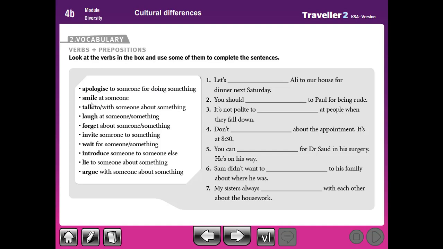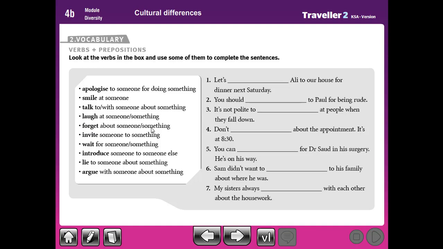Smile at someone. He smiled at me. I smiled at Ahmed. Talk to. He talked to me. He talked with me, right? About anything. Laugh at. He laughed at me. He laughed at the joke. So laugh at. Forget. Forget means to not remember.